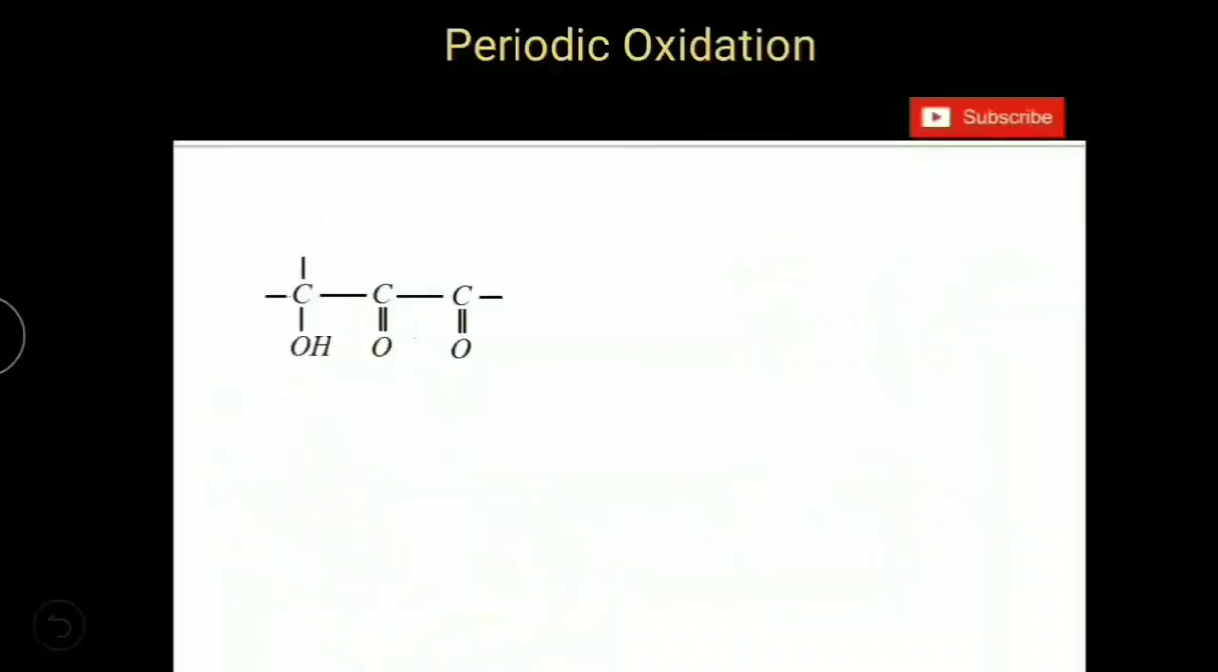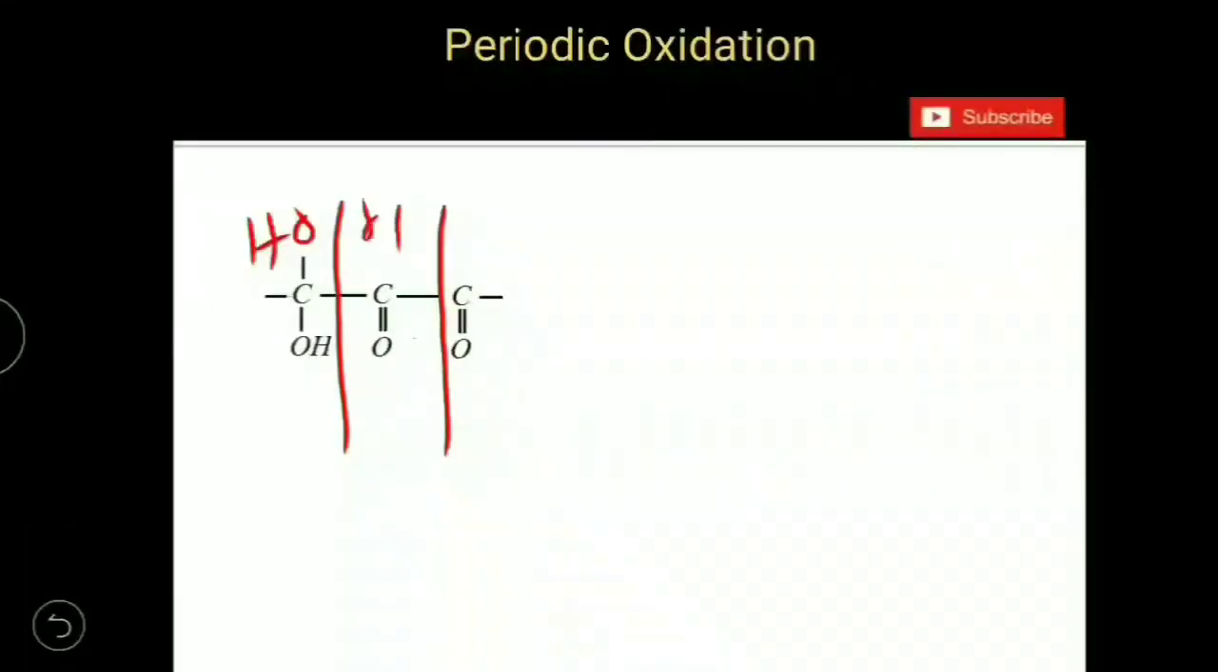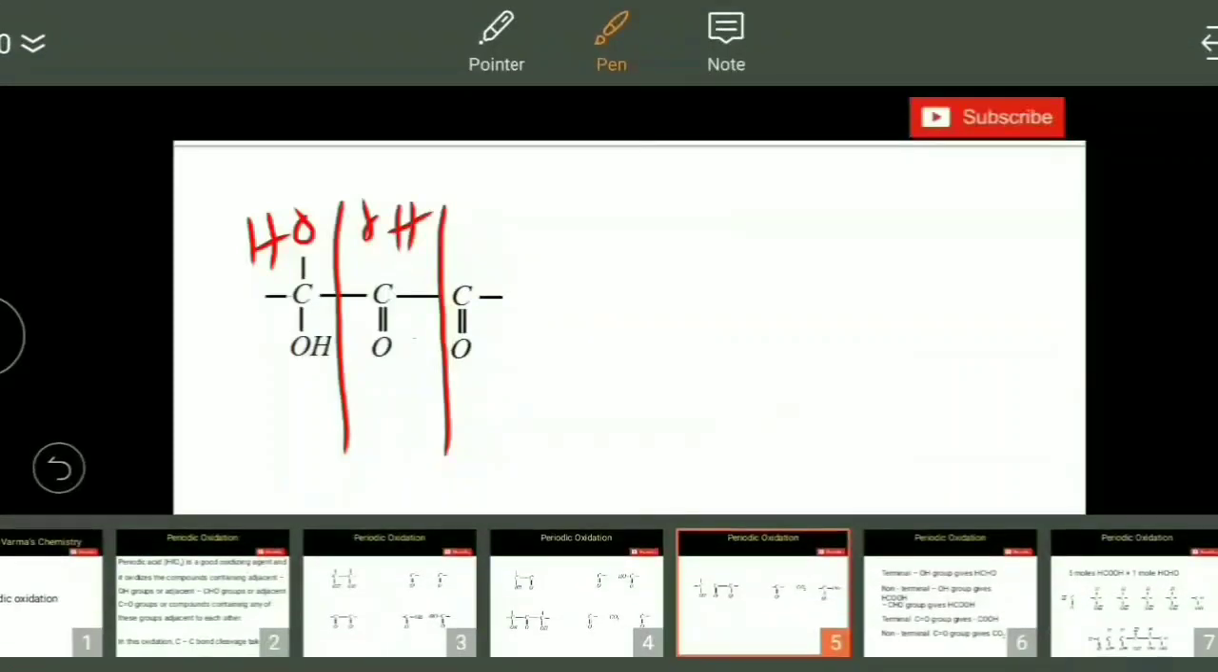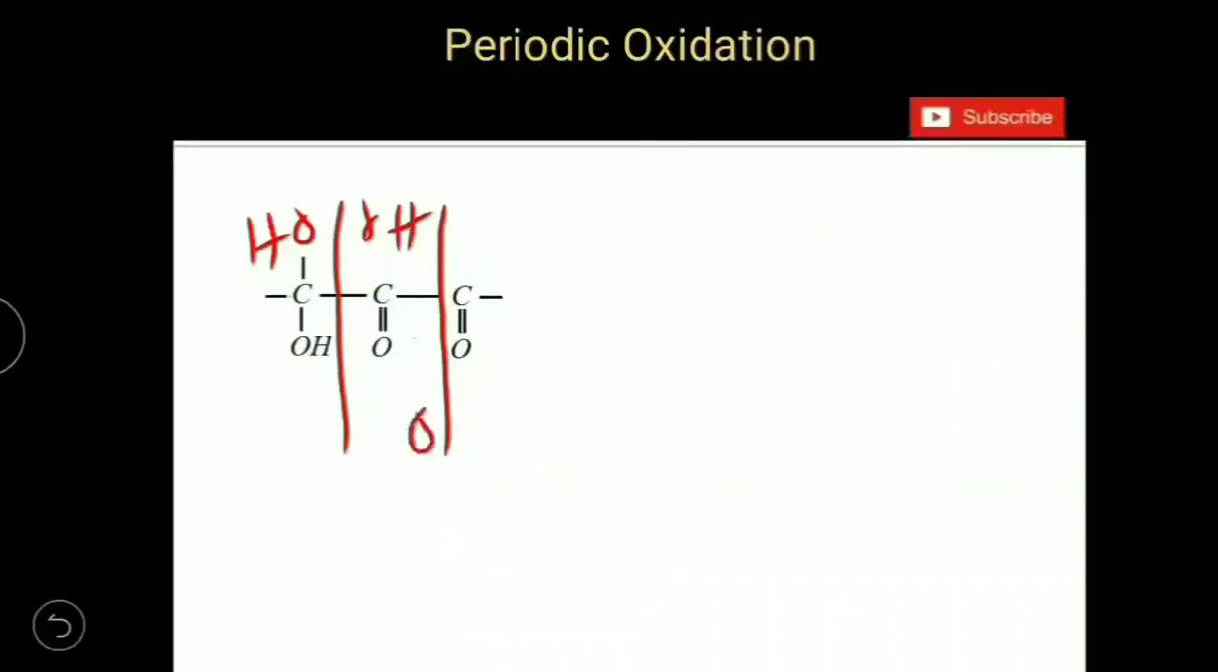In the same way, when you come to another structure with one OH group, one ketone group, and another one that can be ketone or aldehyde. Here also you got two C-C bonds. Break both the C-C bonds and add OH groups on both sides of the cleavage. So OH groups are added on both sides of the cleavage.